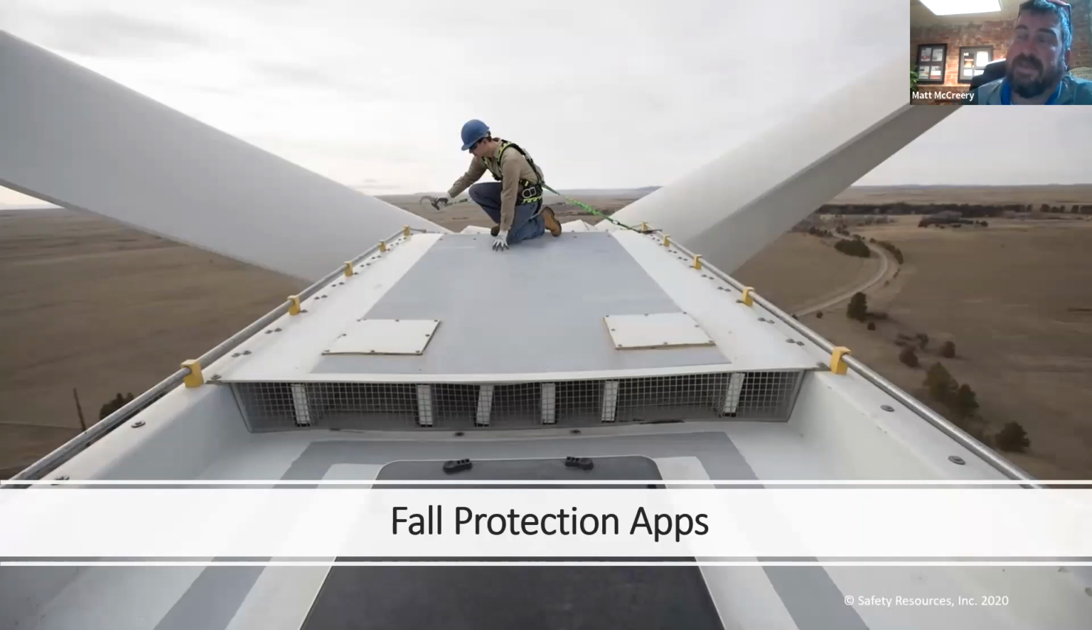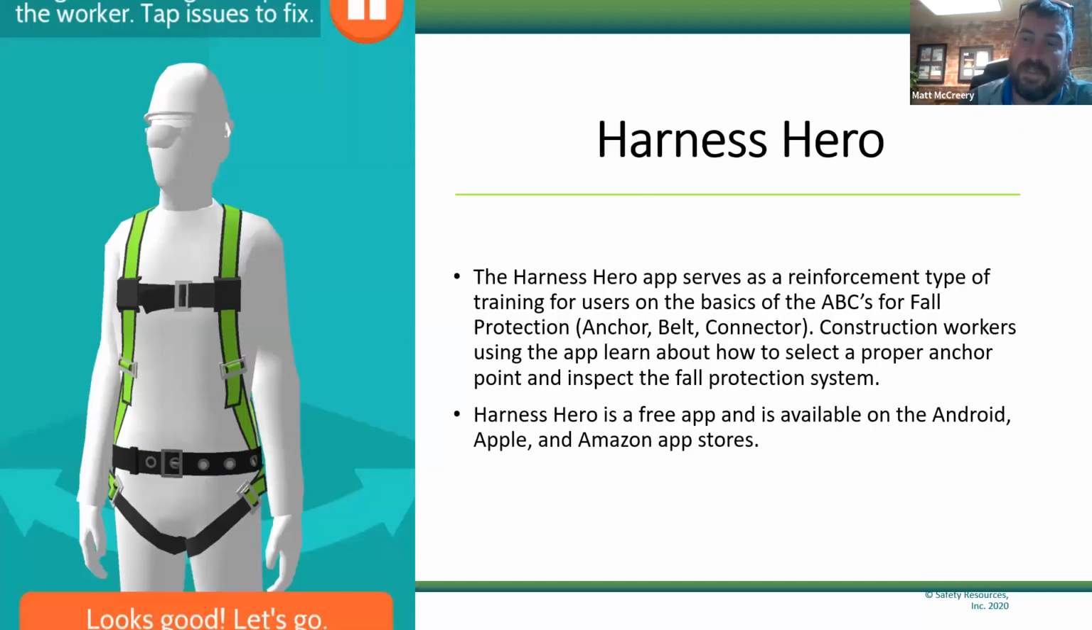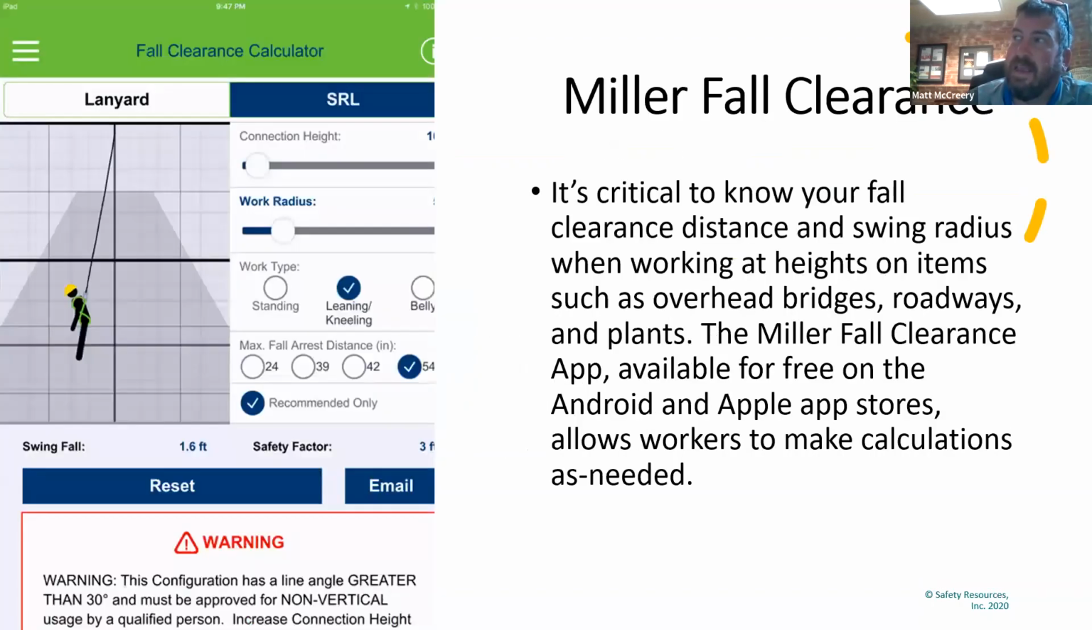Fall protection apps. These are almost like advertisements, but you can have each one of your workers download the Harness Hero app, and it makes sure that they know they've gone through the basics of that. Miller Fall Protection has a pretty cool app where you can type in where you're at, how high you are. You can type in what type of work you're doing and how much rest you have, and then it'll tell you whether the configuration that you chose is acceptable or not. So just keep that in mind.